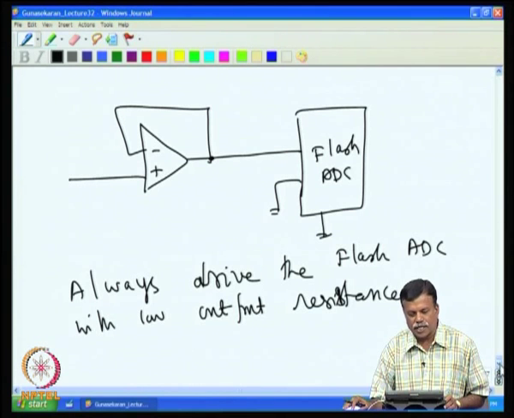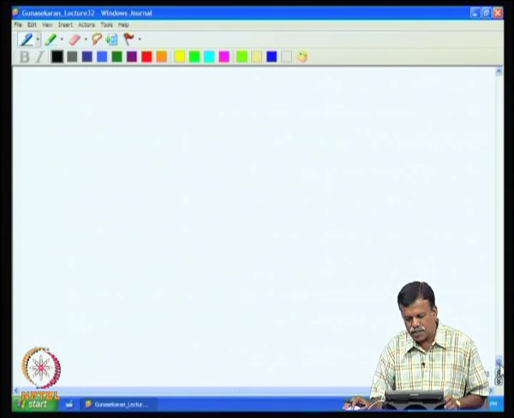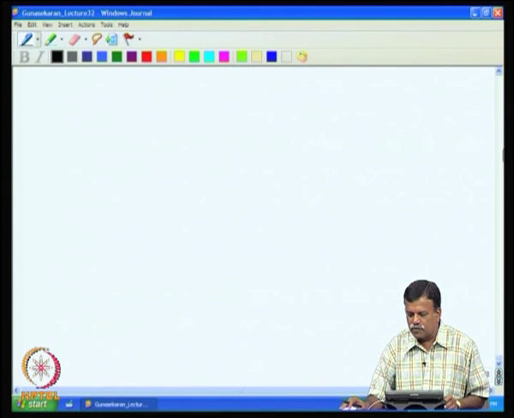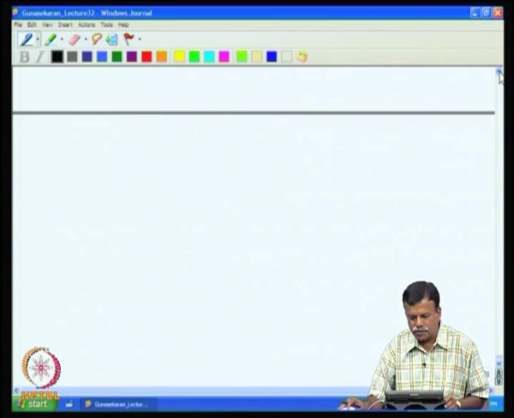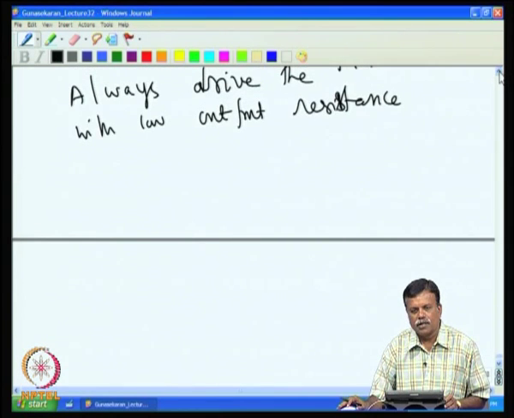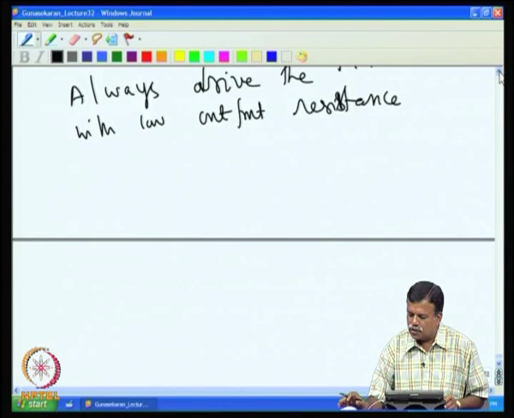So, this is the flash ADC, and flash ADCs you have even today, even nanosecond converters, 100 nanosecond conversion time, even 50 nanosecond conversion time flash ADCs are available. Of course, compared to dual slope and successive approximation ADCs, they are much costlier.